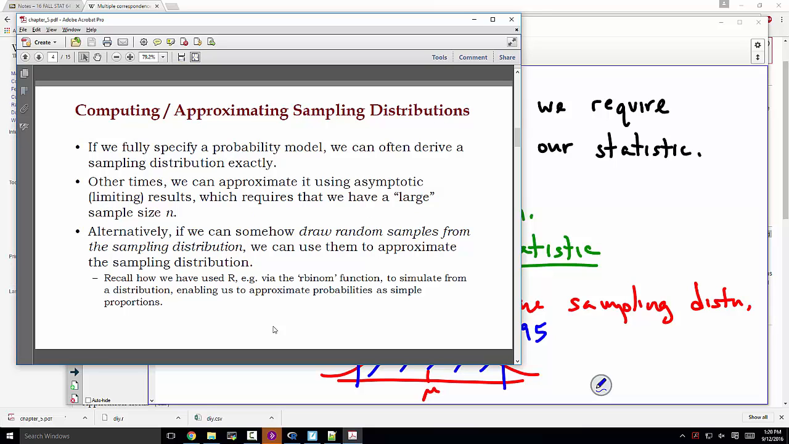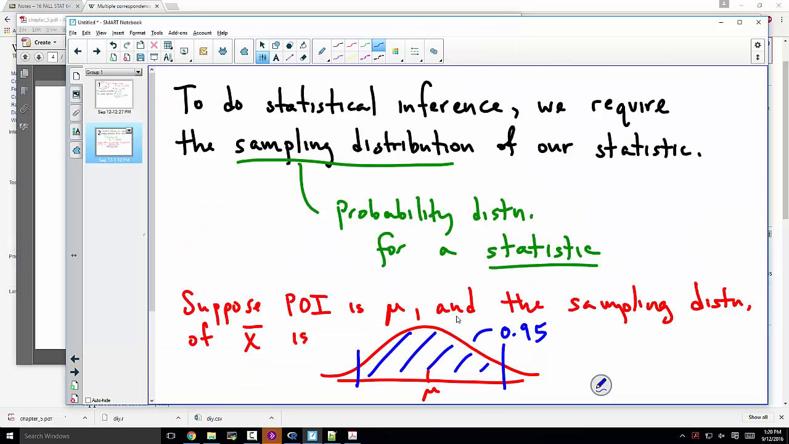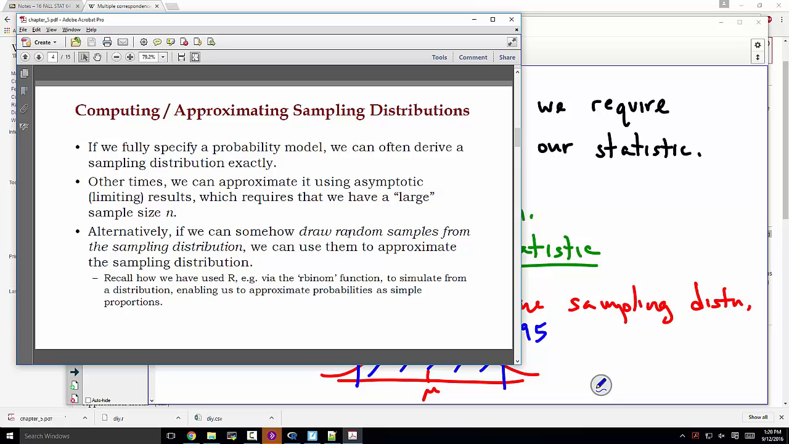How do we get sampling distributions? If you have a fully specified probability model, then you might be able to mathematically derive what the sampling distributions are. There are some cases where it's straightforward. Other times, there are asymptotic results that say, for example, for the sample mean, if the sample size is large enough, then the sampling distribution of X bar looks like this. It's bell-shaped, normally distributed, centered at the truth. When you have a large sample size, we often have some nice limiting results that we can use to approximate sampling distributions.